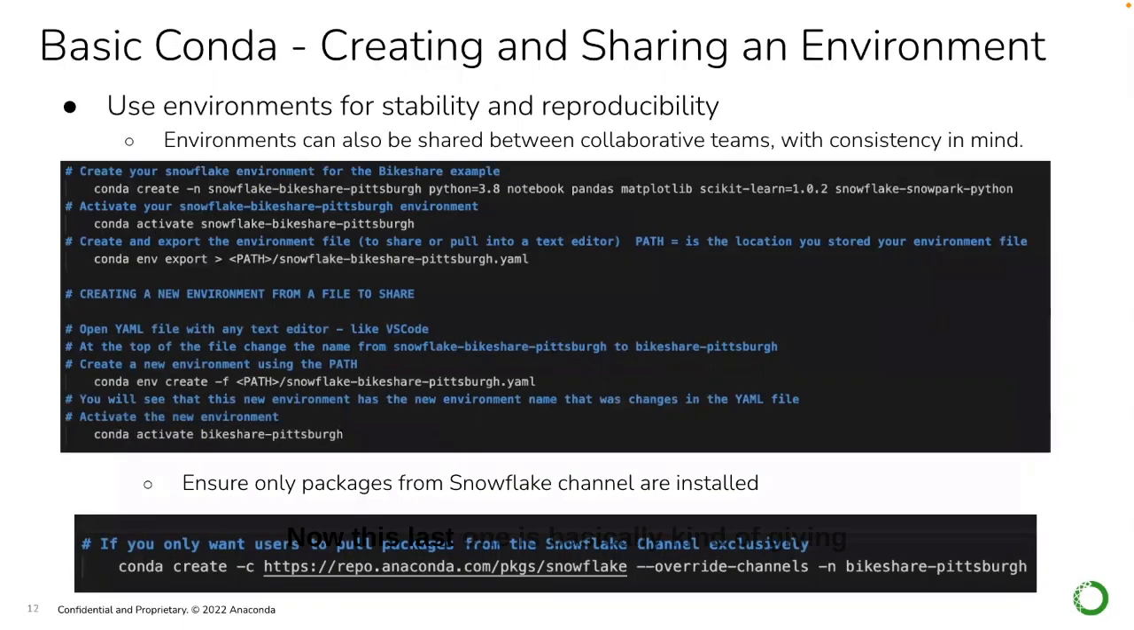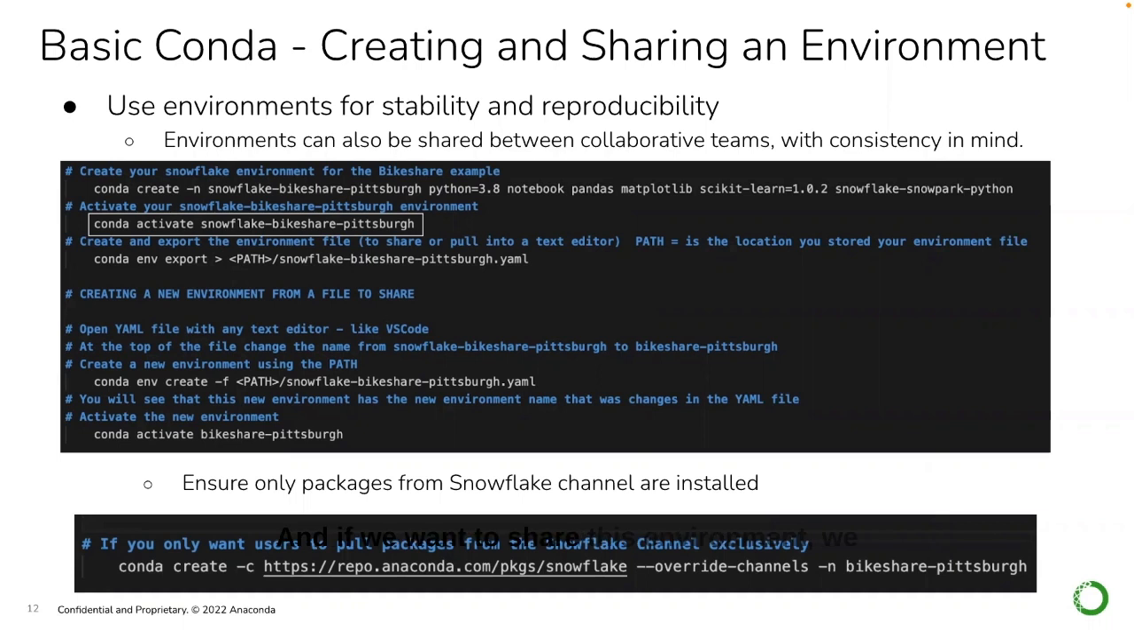Now, this last one is basically giving you some information around the project we're getting ready to create, along with how to share your environment. So for the project we're creating, you will see the first line: conda create, the name Snowflake Bike Share Pittsburgh, and all the packages we need in order to create this environment. We don't need very many packages, but we'll see that there are a lot of dependencies that come along with that package. Then we want to activate our environment.